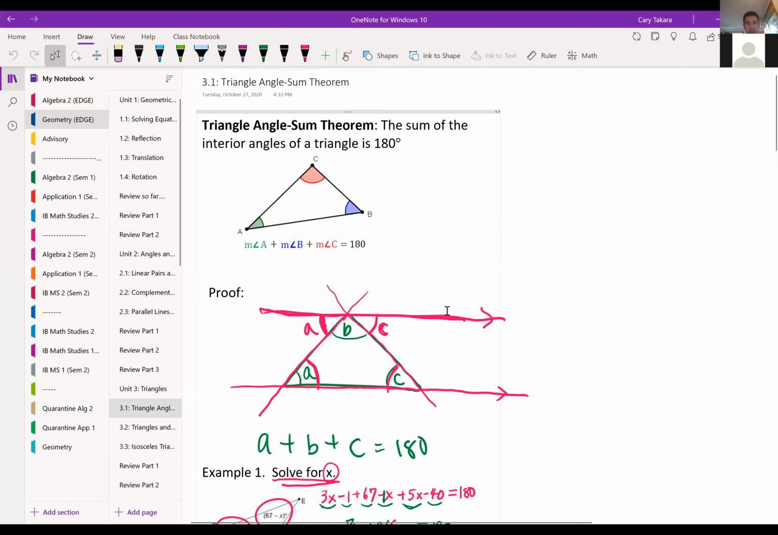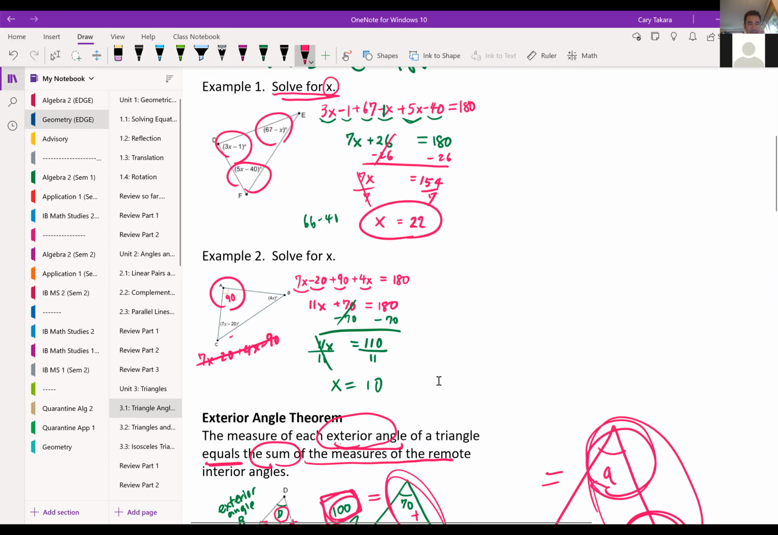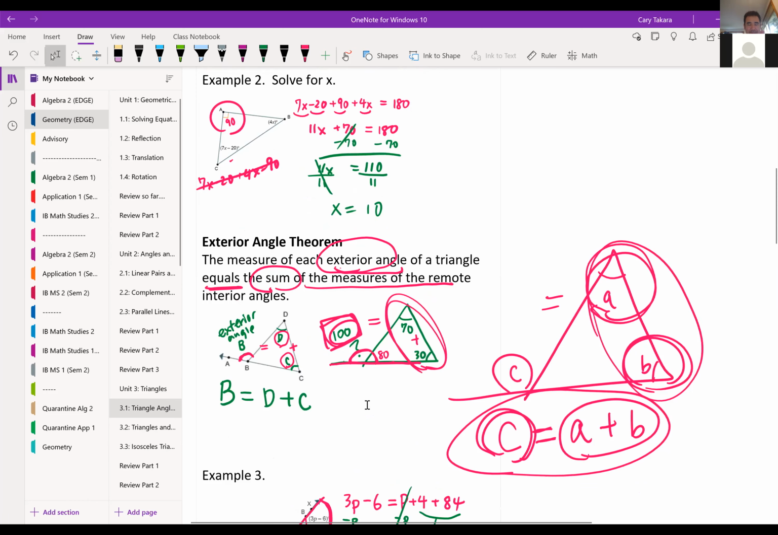We have talked about the triangle angle sum theorem, which states that angle A plus angle B plus angle C equals 180. If you add all three interior angles of any triangle, it is always going to be 180, okay? And then we also did the exterior angle theorem. Okay, I'm not going to talk about that for now.